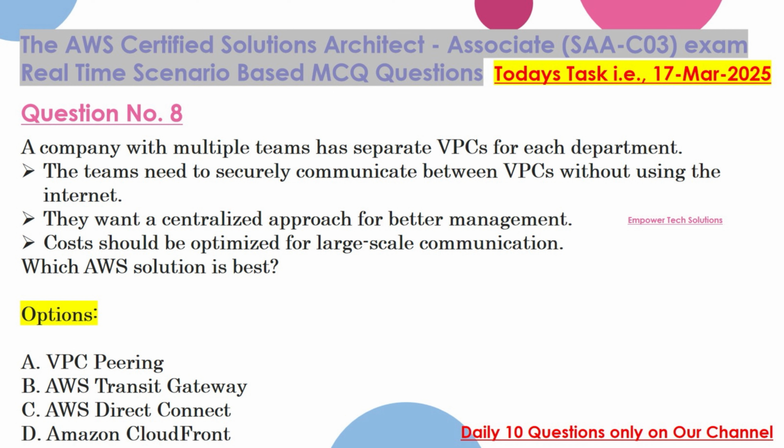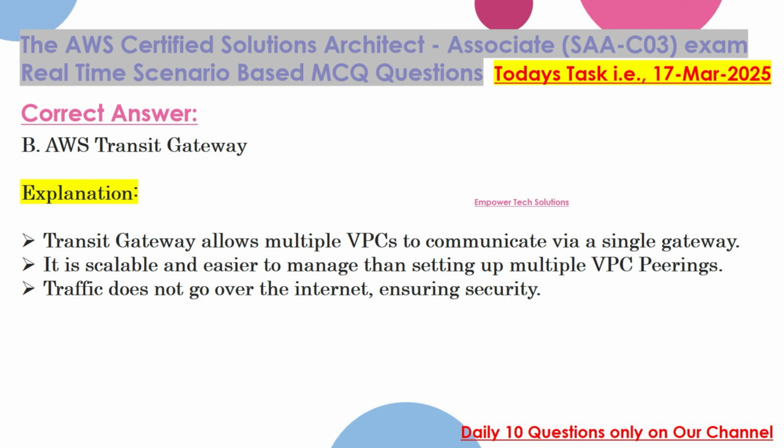Options: A. VPC peering. B. AWS Transit Gateway. C. AWS Direct Connect. D. Amazon CloudFront. Correct answer: B. AWS Transit Gateway. Explanation. Transit Gateway allows multiple VPCs to communicate via a single gateway.